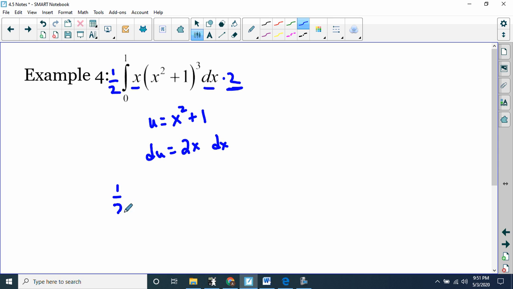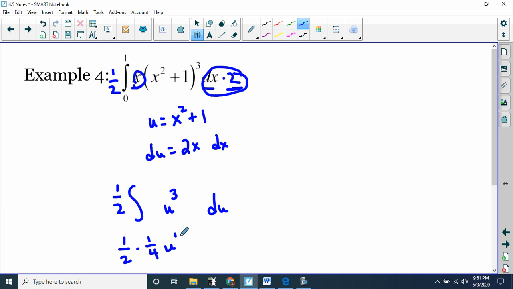So I have 1/2 times 2x dx. All that's du. Got u to the 3rd. Integrate. And plug back in. The only thing that's different now, instead of putting a plus c on here, I have this definite integral. So once I've integrated, we actually don't need the plus c.